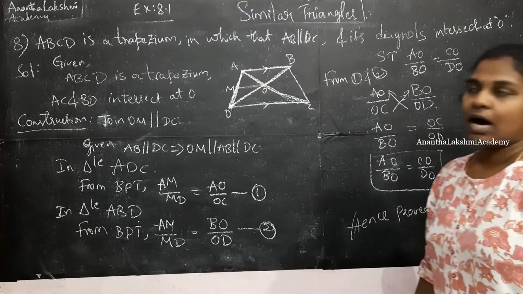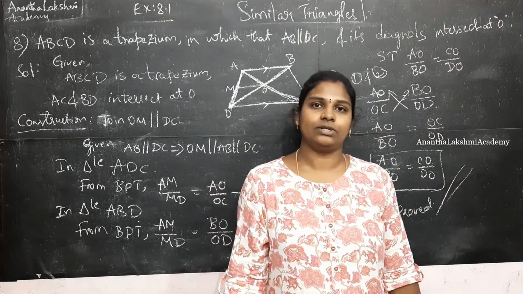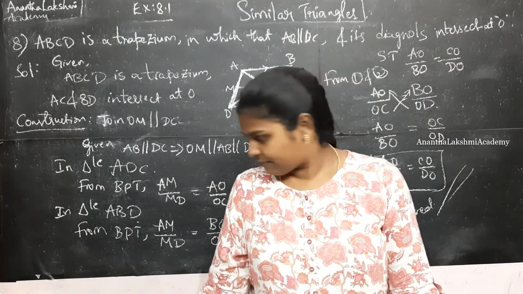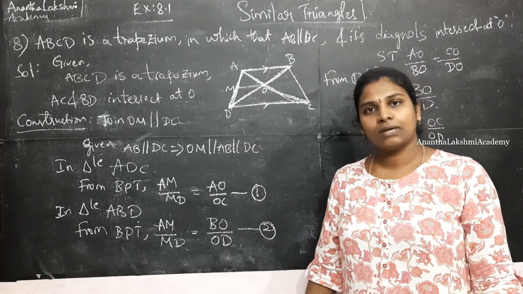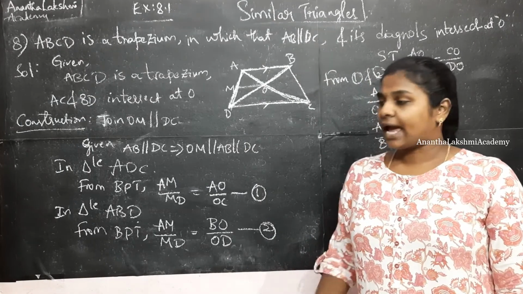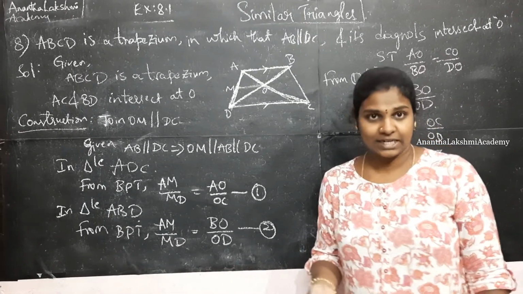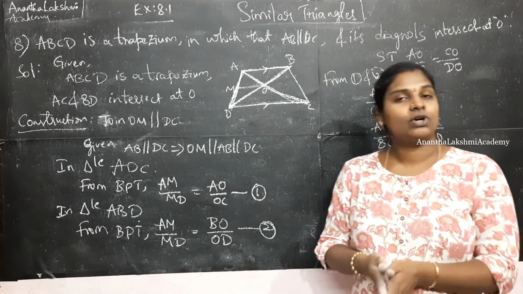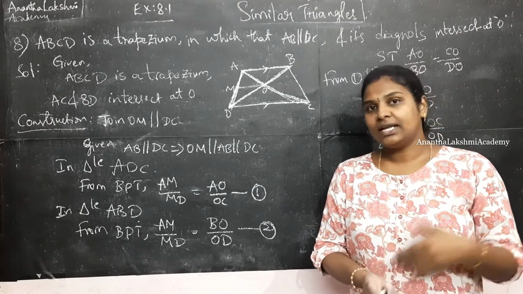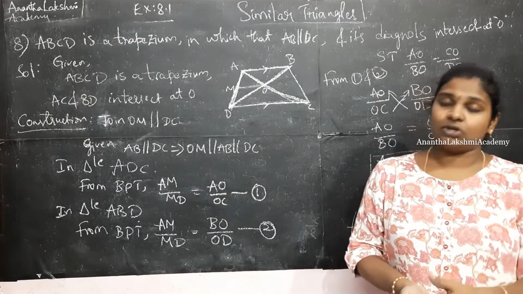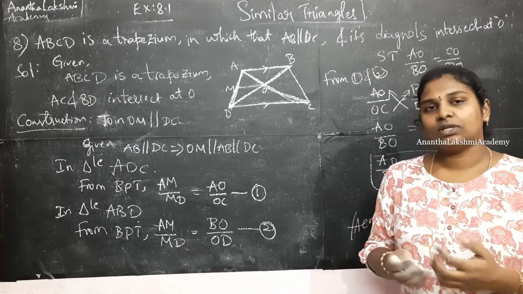So that is about the 8th problem in exercise 8.1. Here, using the basic proportionality theorem and the converse of the basic proportionality theorem, we have solved all the problems, and I am leaving the 9th problem for you to construct yourself. So please do try it, and if you are not able to get it, let me know so that I can solve it in later videos. If you do not get it, please ping me in the comment section saying, please solve this for us.